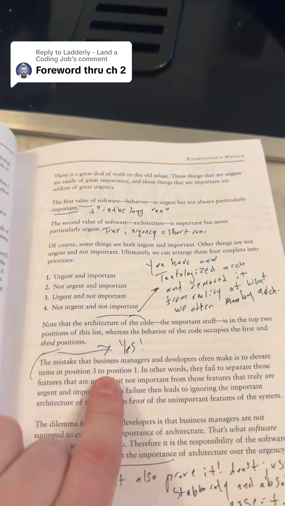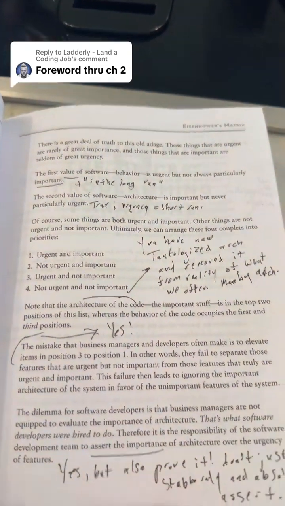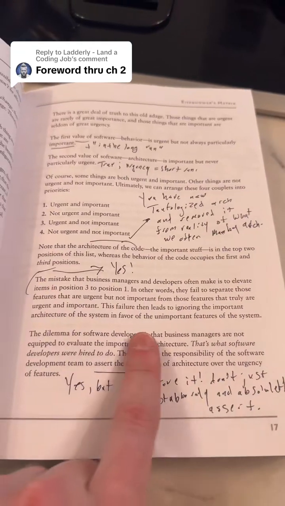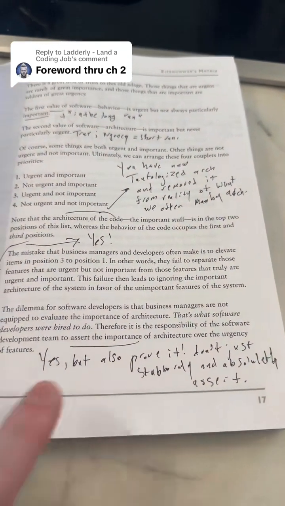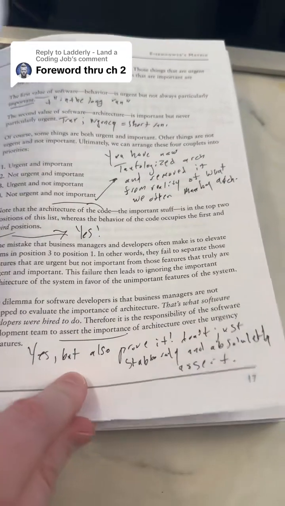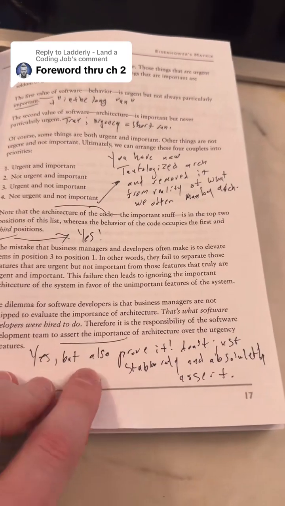He tries to derive another concept of architecture here, but it ends up being tautological and orthogonal to the prior discussion. He says that it's the responsibility of engineers to assert the importance of architecture. I disagree. Don't assert it, prove it, learn to make a business case. And don't be an absolutist. You're going to be an engineer that disagrees with management if you do this.